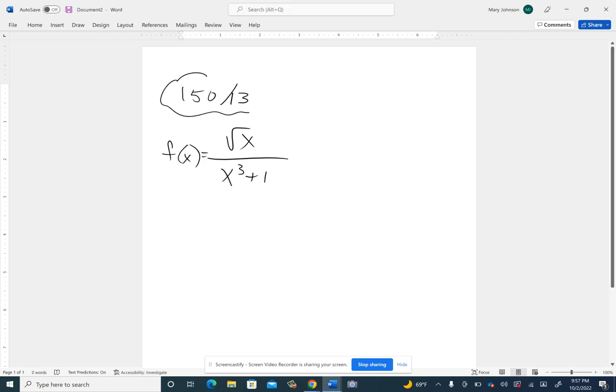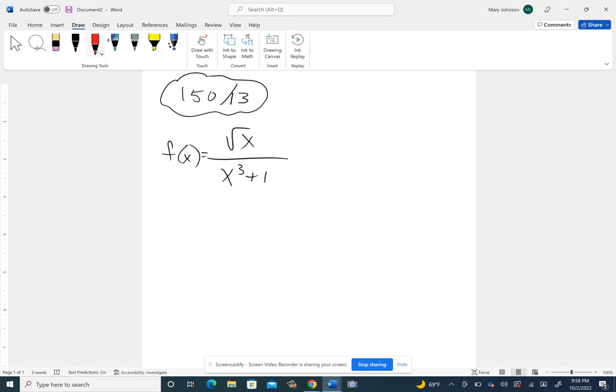Problem number 13 on page 150 was an example of that. Several people asked about this. So I thought I would just go through how you find the derivative and then where they got their answer, what they went through to get their answer. Okay, so let me go ahead and take a look at that one.